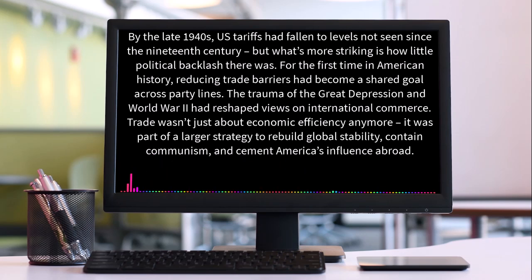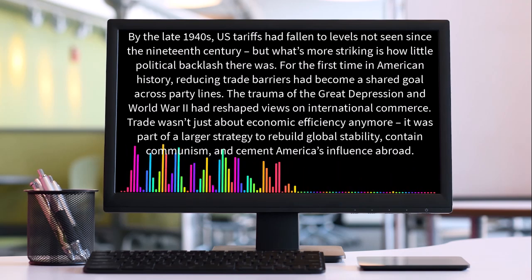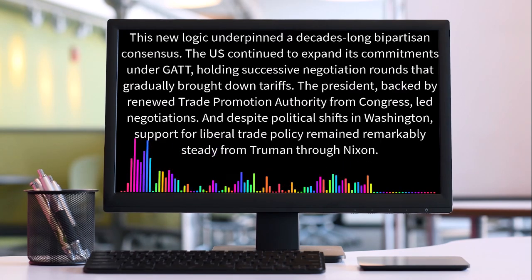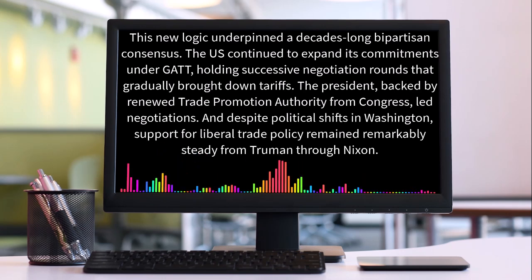The trauma of the Great Depression and World War II had reshaped views on international commerce. Trade wasn't just about economic efficiency anymore. It was part of a larger strategy to rebuild global stability, contain communism, and cement America's influence abroad. This new logic underpinned a decades-long bipartisan consensus.